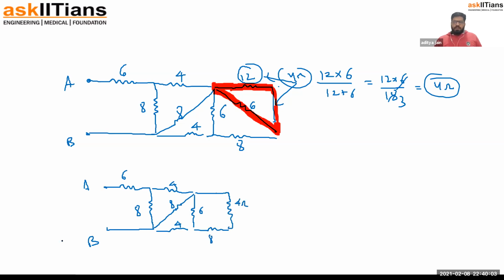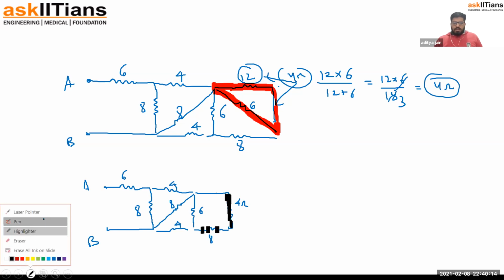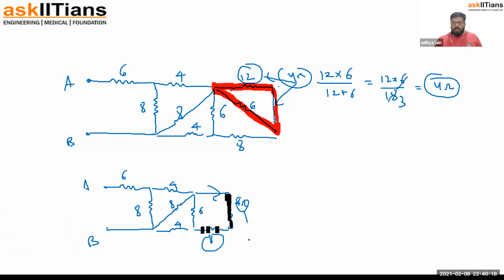This is again 8. So now if you again see, what are you observing? This 4 ohm and this 8 ohm are in series, yes or no? If you carefully see, the same current is flowing through them, 4 as well as 8. So the equivalent of 4 and 8 will be 8 plus 4, that is 12. Yes or no? So I can replace these resistors with a resistor of 12 ohm.